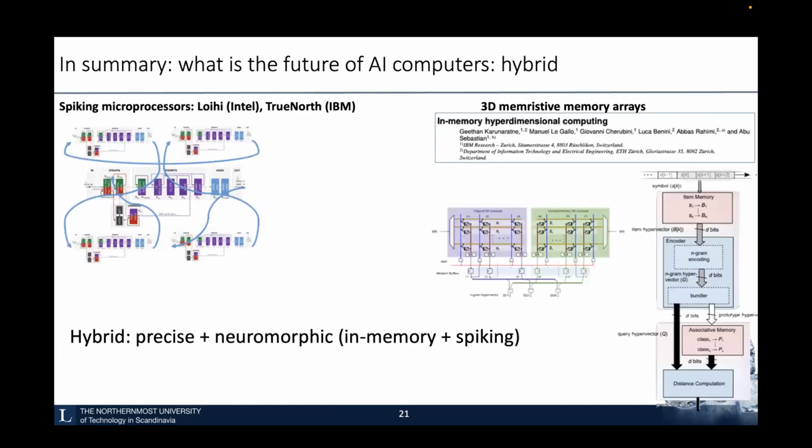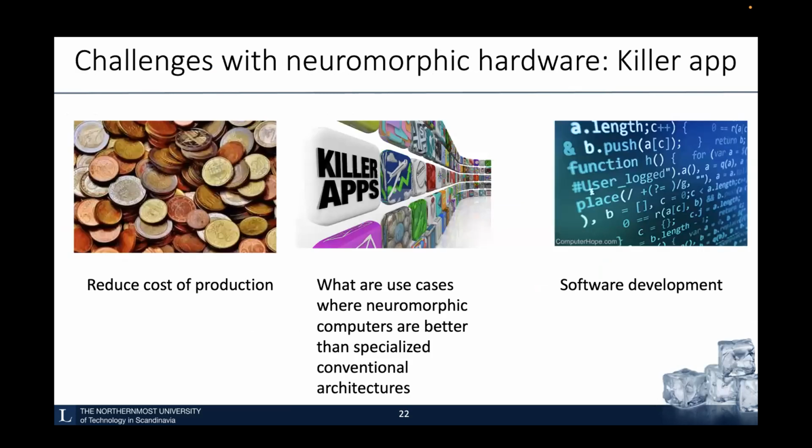If you ask me, I think in the future we will see some convergence of these approaches. It will be both in-memory computations and hybrid spiking and digital, von Neumann architectures, which together perform very efficient computations for different purposes.